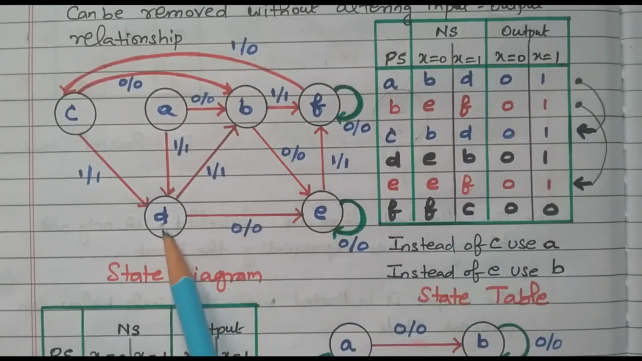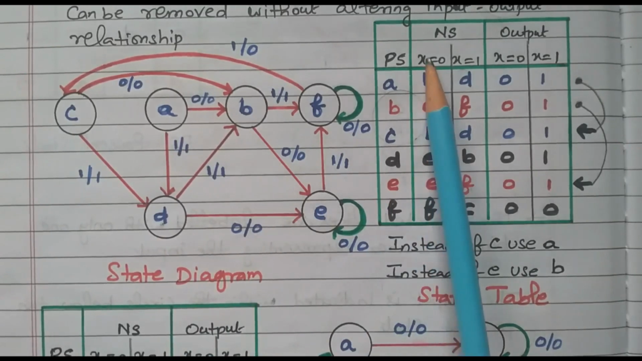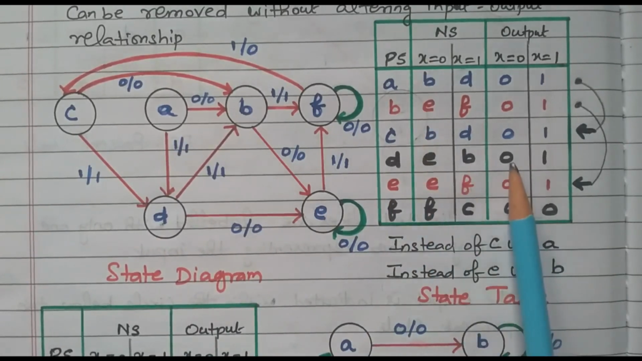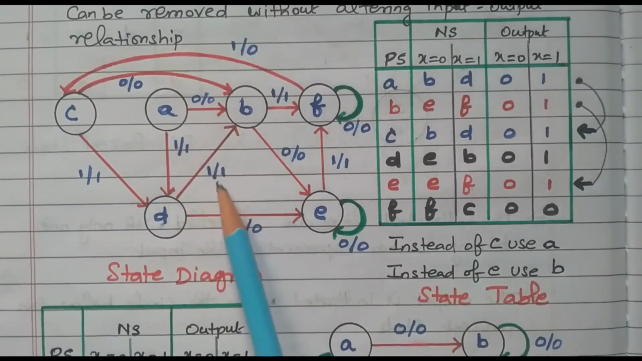Now we will go to D. D goes to E for input equal to 0, output also 0, right? D goes to B for input 1, and output is 1.